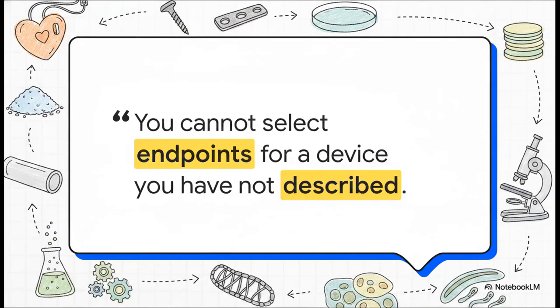Right off the bat, let's hit on a core rule. You cannot select endpoints for a device you have not described. Characterization is really all about gathering the cold, hard facts of what your device is actually made of. It's the bedrock. You literally cannot evaluate a device or even choose which risks to assess if you don't genuinely know what is in it.